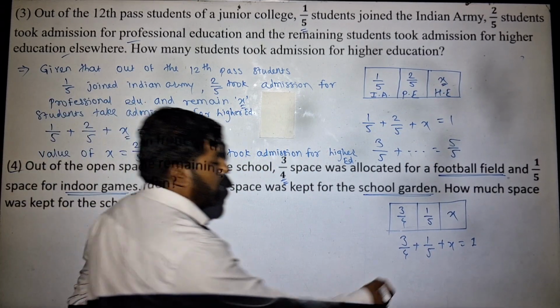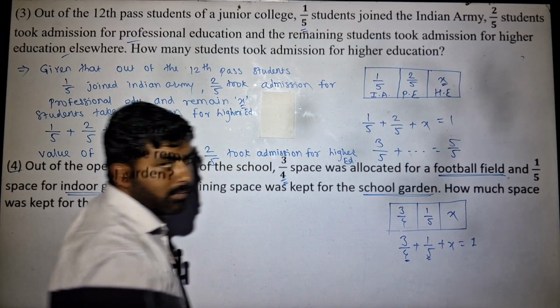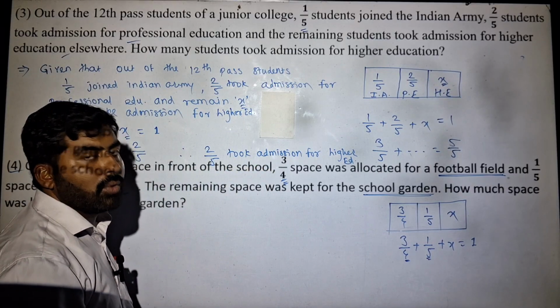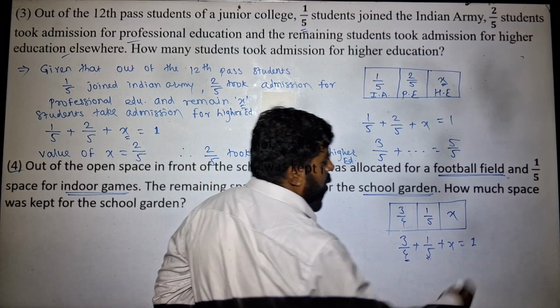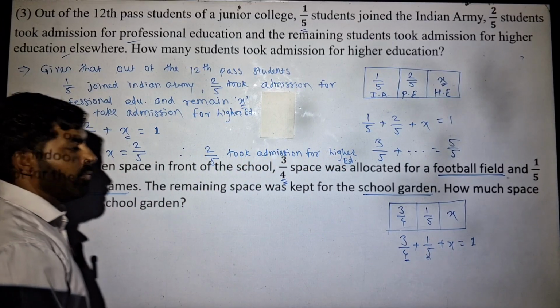Here first we take the denominators the same, that means we convert into like fractions, then we subtract this value from 1 and we get the value of x.